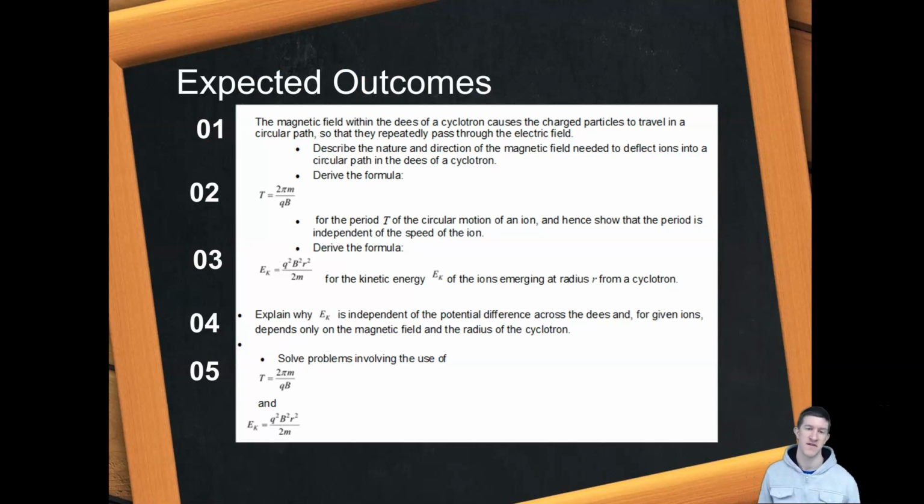There are two derivations in this video. One is deriving the period of rotation and the other is deriving the kinetic energy of a particle as it's emerging or it's emitted from the cyclotron. There is also some explanation of why kinetic energy is independent, and solving problems using these two concepts of period and kinetic energy.